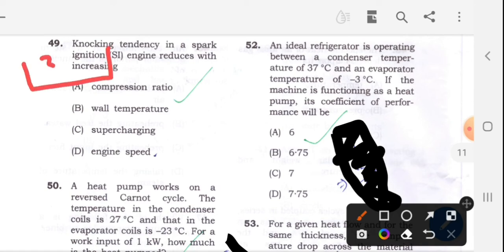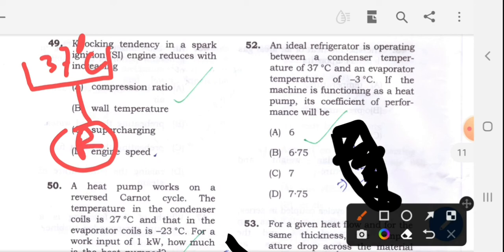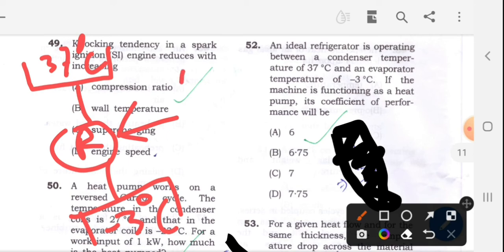First we have to know the higher temperature. The higher reservoir temperature is 37 degrees Celsius. The refrigerator is operating here between the condenser and the evaporator. Here is the heat input, and the lower reservoir temperature is -3 degrees Celsius. So from here we can find the value of COP.